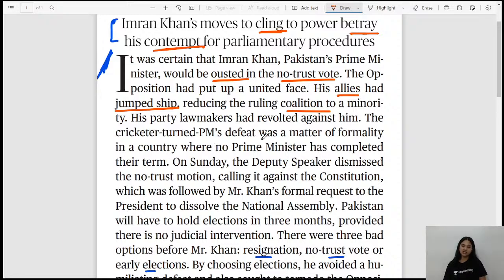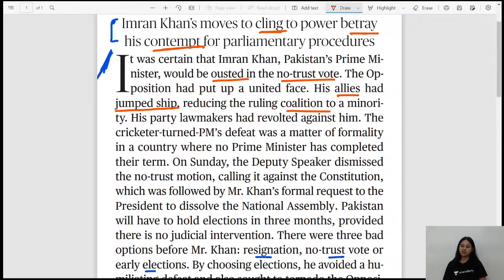The cricketer turned PM's defeat was a matter of formality in a country where no prime minister has completed his term. Term means duration of office. On Sunday, the deputy speaker dismissed the no trust motion, calling it against the constitution, which was followed by Mr. Khan's formal request to the president to dissolve the National Assembly.